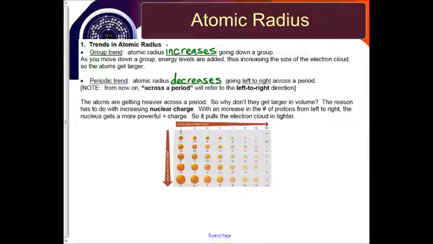This is not what you're expecting because as the atoms are getting heavier, they're adding more protons. This increases something called nuclear charge, which means the more protons we have, the stronger the pull they have, like a magnet. This will pull the electrons in tighter, which will actually shrink the overall radius.